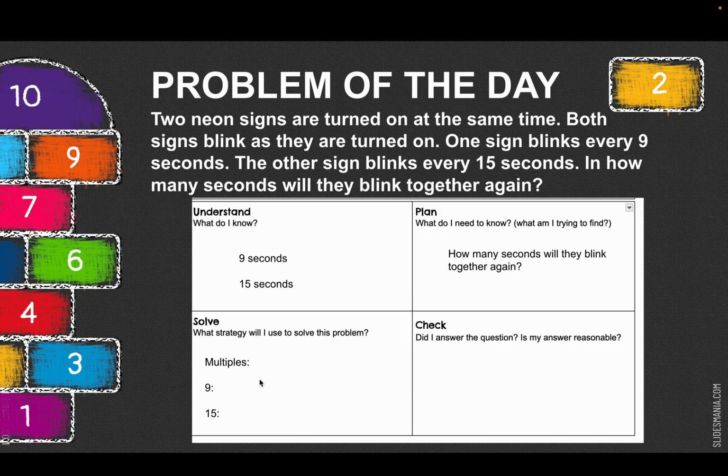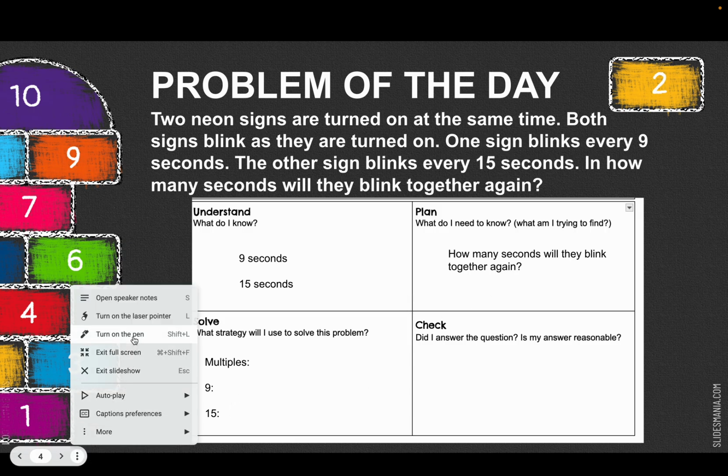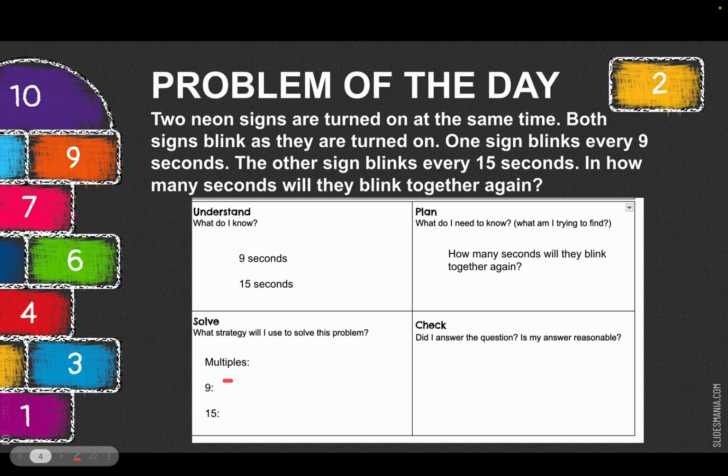Well, you're going to use your multiples. So you have your 9 and your 15. What you should do is write your multiples of 9. 18, 27, 36, 45. I'm going to stop there.